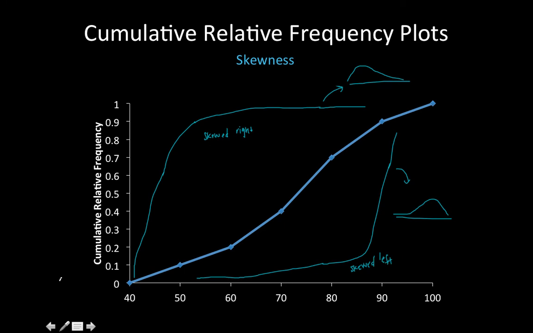Obviously, the line in the middle is symmetric, and we usually like it when our data is symmetric and normal because it's a lot easier to work with, as you'll figure out later on.